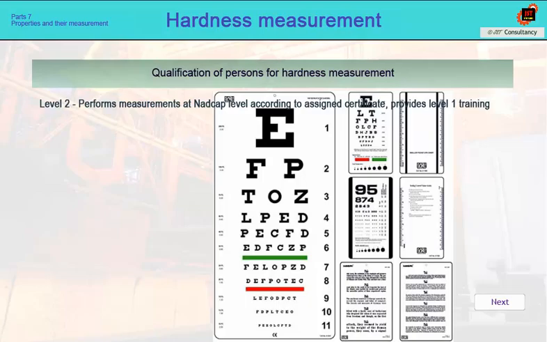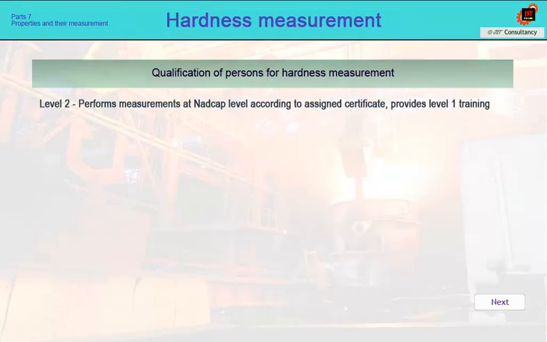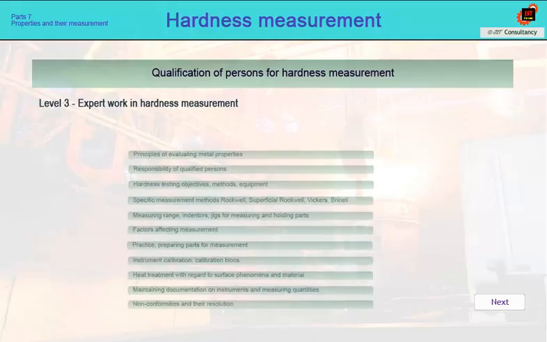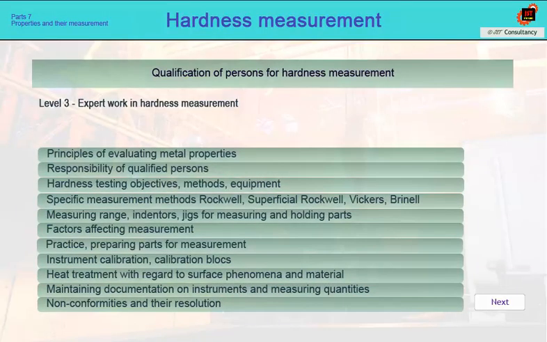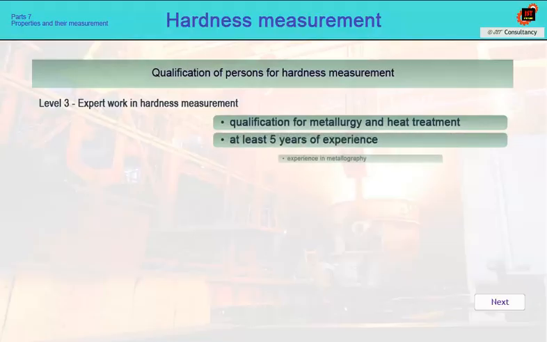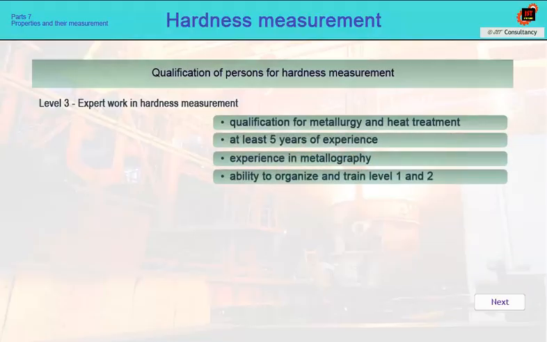Every operation working under NADCAP must have at least one person in this category. The last category is Level 3, where the qualification requirements are already high. These workers must meet the qualification requirements for metallurgy and heat treatment, must have at least 5 years of experience in a quality position, metallography or a similar position related to the measurement of quantities, and must be able to organize and train all workers at levels 1 and 2.